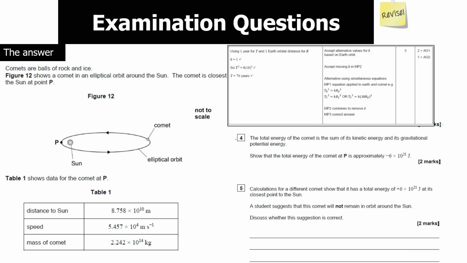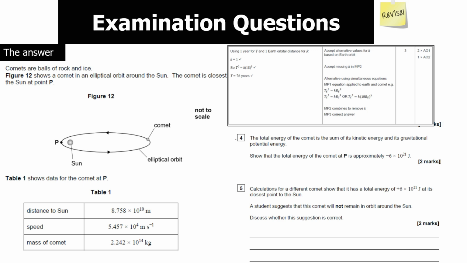Now you have all those values because you know that the time in years for the Earth is 1, and because you're using a ratio, you do not need to convert it into seconds. You know the radius of the Earth's orbit, the distance between the Earth and the Sun, because it's given to you in the equation book, and you also know the distance between the Sun and the comet. So with that, you can work out your value for time T, and it is 76 years.